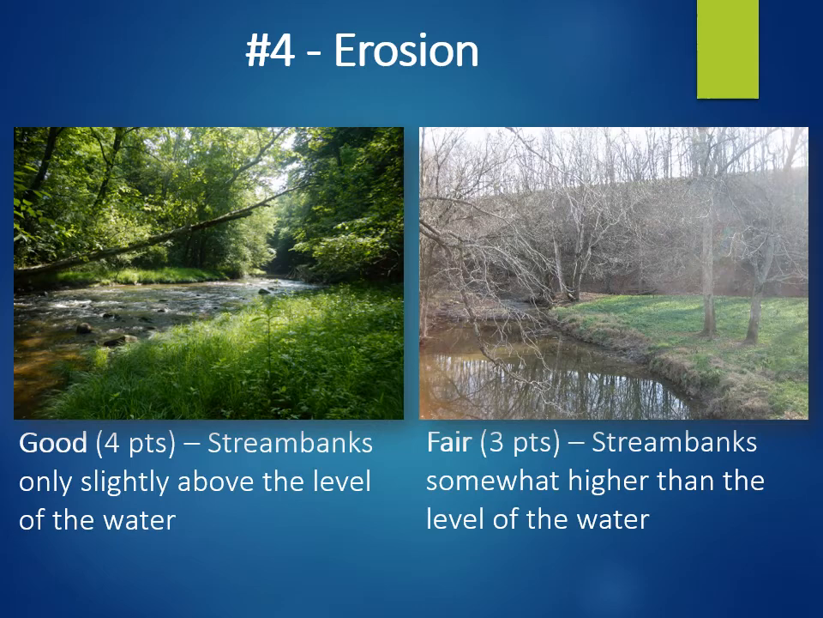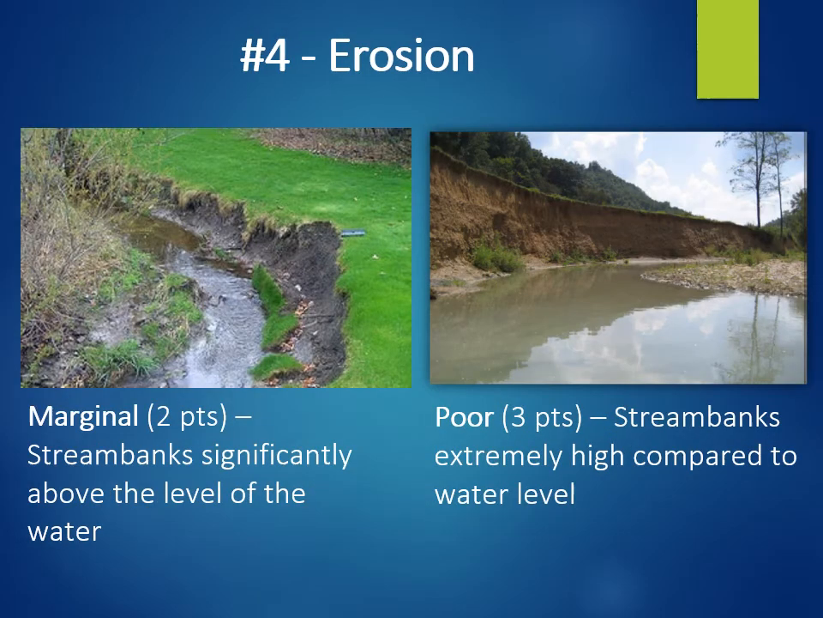In the photo on the left, noted as good, the stream banks are only slightly above the water level of the stream in comparison to the photo on the right, where the banks are notably higher than the water level. These two examples show increasing levels of stream bank erosion. You can see that it would be very difficult for fish or aquatic macroinvertebrates to find habitat along these stream banks. The marginal conditions on the left show much of the exposed stream banks significantly above the water level, and the banks on the right are very high and removed from the stream itself.